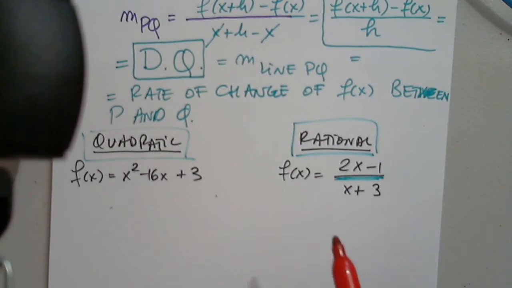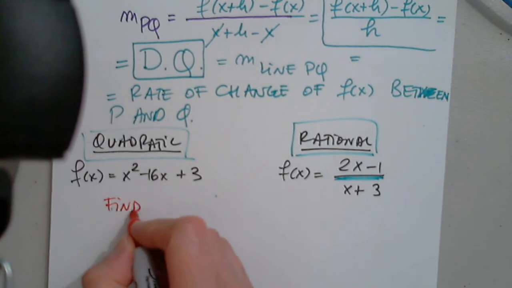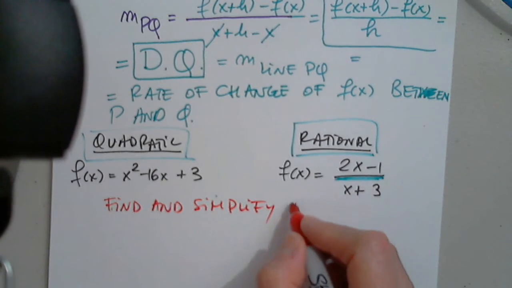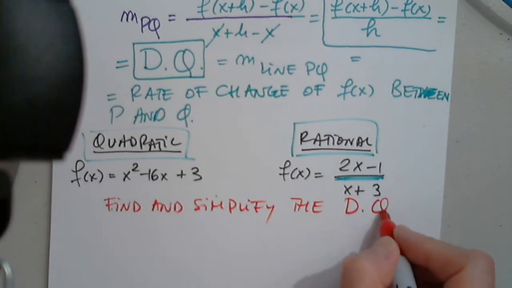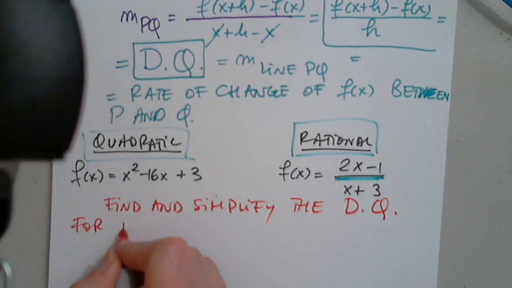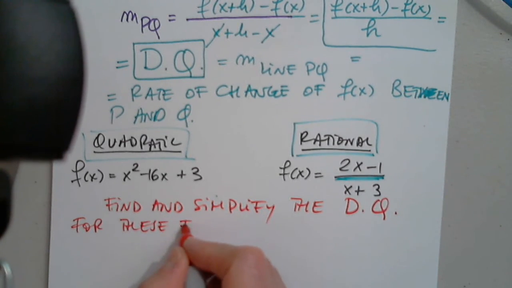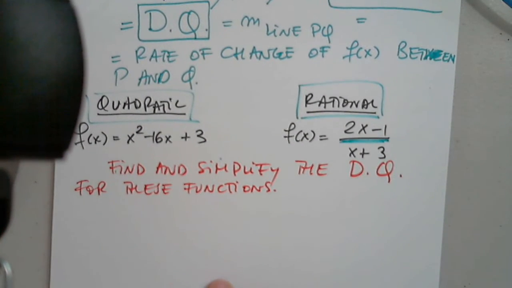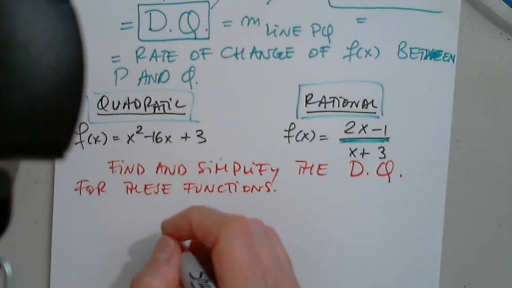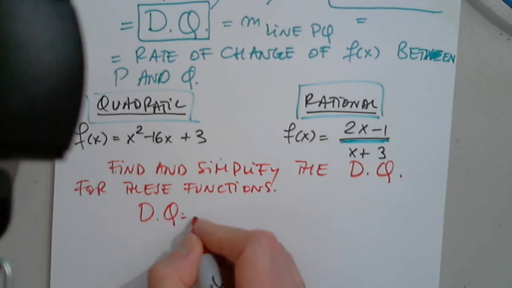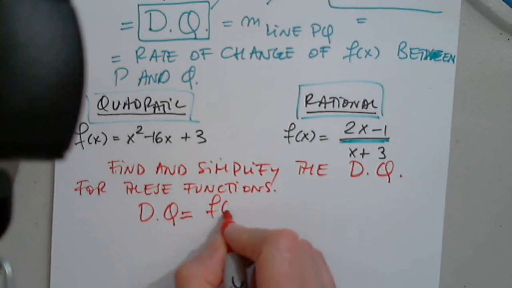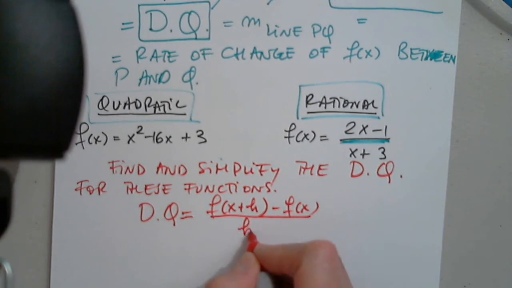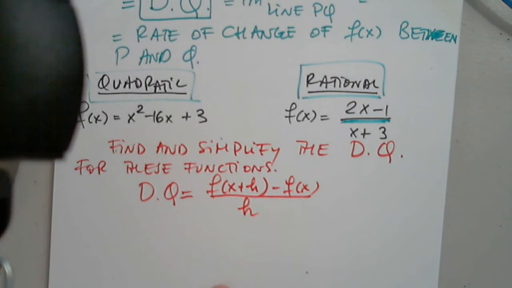So what are we trying to do? Find and simplify the difference quotient for these functions. I'm going to write the difference quotient again. And you have to remember it, please. f of x plus h minus f of x divided by h. We'll start with the quadratic.